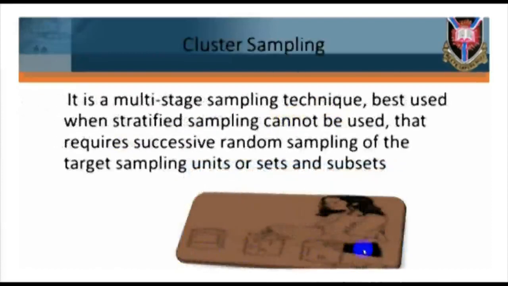C. Cluster sampling. Cluster sampling is best used when stratified sampling cannot be used. It is a multi-stage sampling technique that requires successive random sampling of the target sampling unit or set and subset.